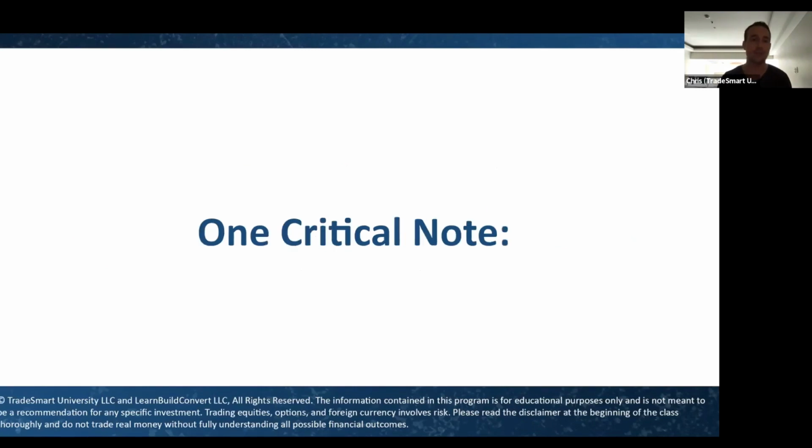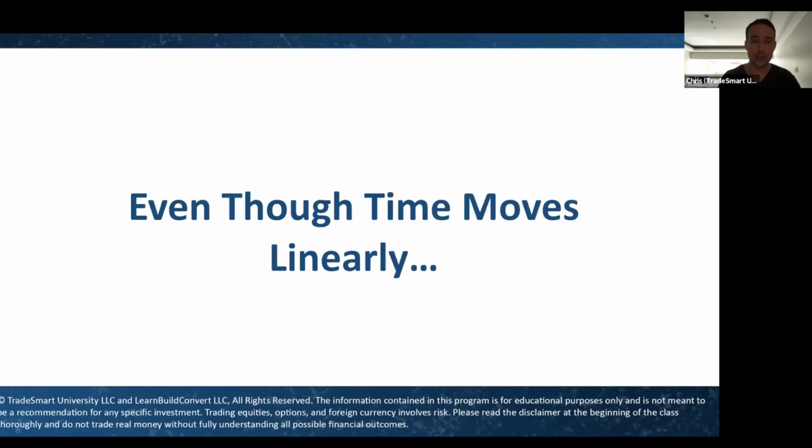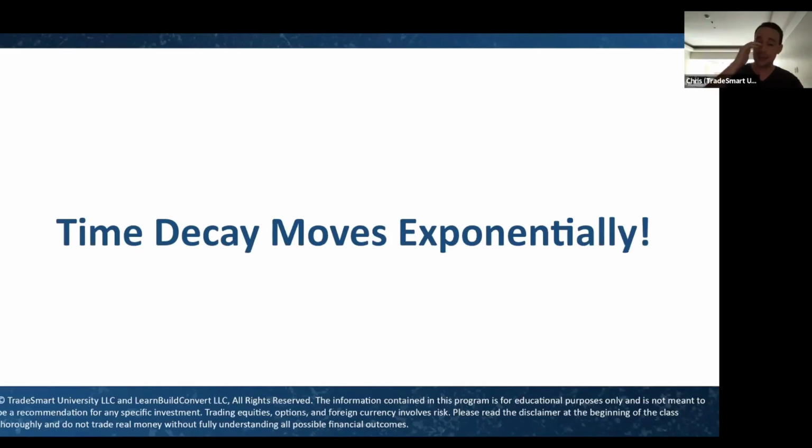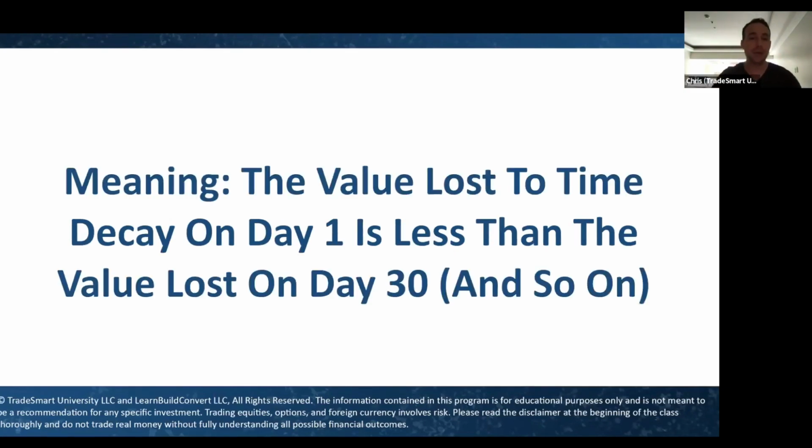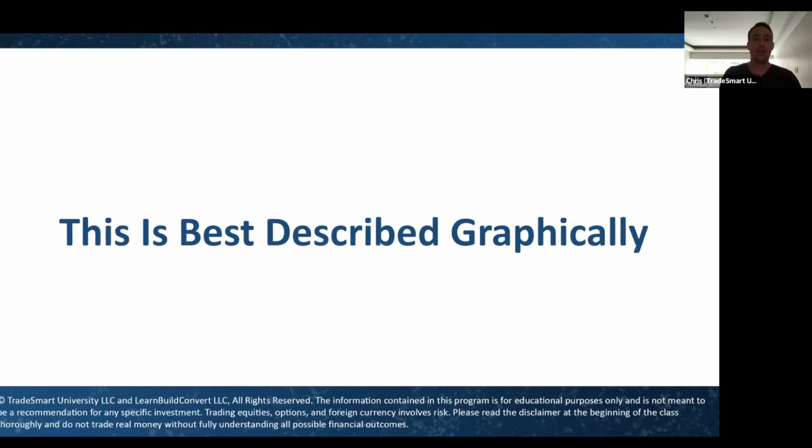current stock price. So one critical note on this: even though time moves linearly, right? We move 24 hours a day, 7 days a week. Time decay does not move linearly. Time decay moves exponentially, meaning the value lost to time decay on day 1 is less than the value lost on day 30. So time decay starts off slow and then gets steeper and steeper and steeper, okay? This is best described graphically, as I kind of just showed you.